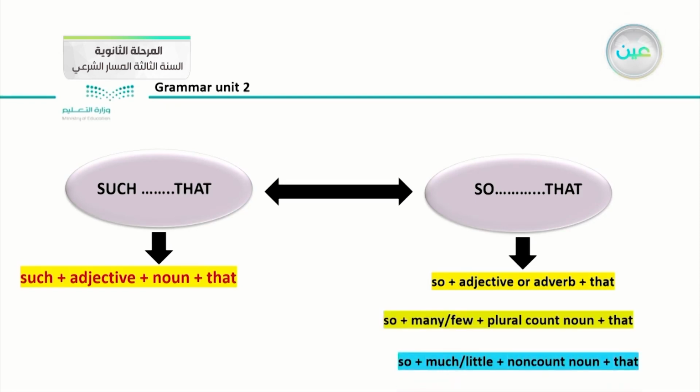Number 1, so plus adjective or adverb, this is the first one. Number 2, so plus many, few, and plural count noun, it comes with that. So we can use many and few with the plural count nouns only. And so much, so little, with the non-count nouns plus that. So much and little come only with non-count nouns.